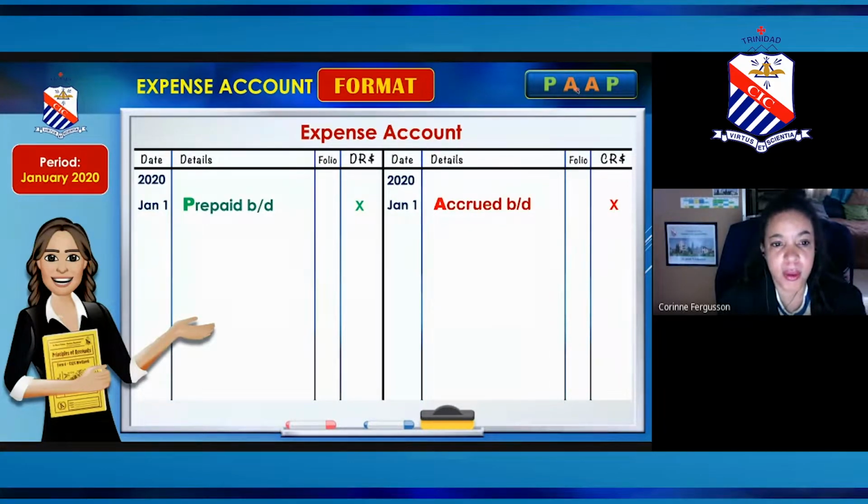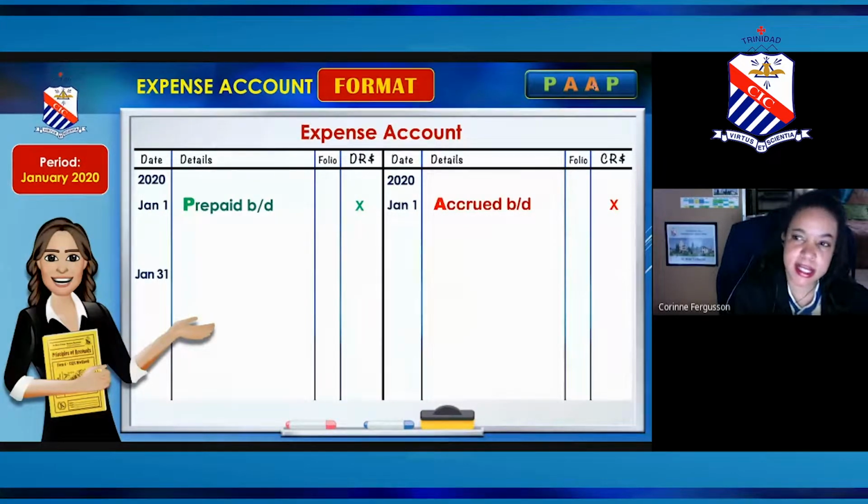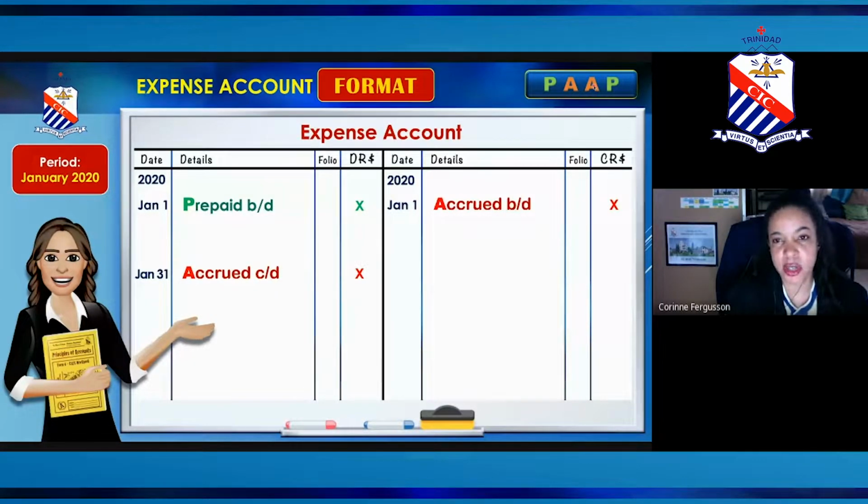So we're doing it like the PAAP. The next figure would be your A. Remember, we did the P, we did the A. We move on to the next A, and that A is your closing figure. So you would have it as your carry down, whatever accruals there are at the end of a period. That is the amount you would put.